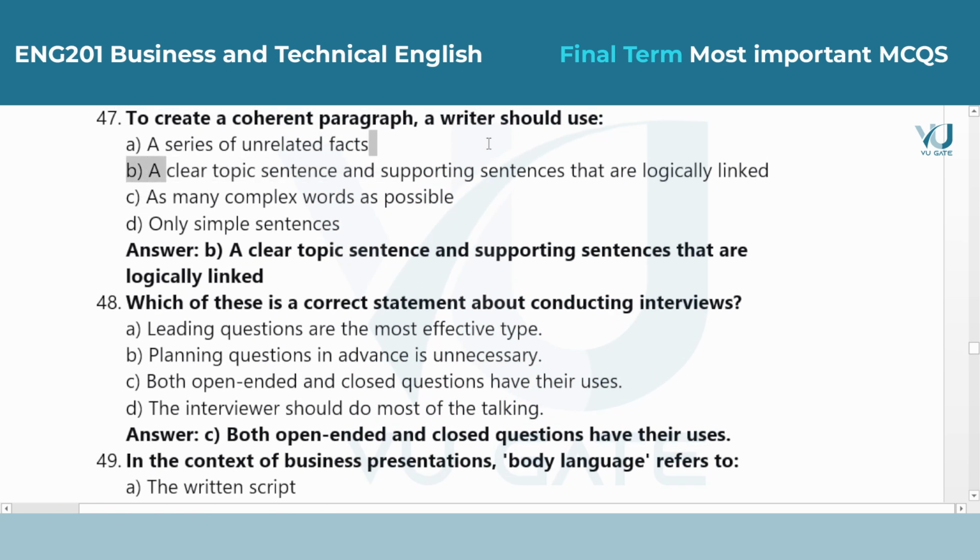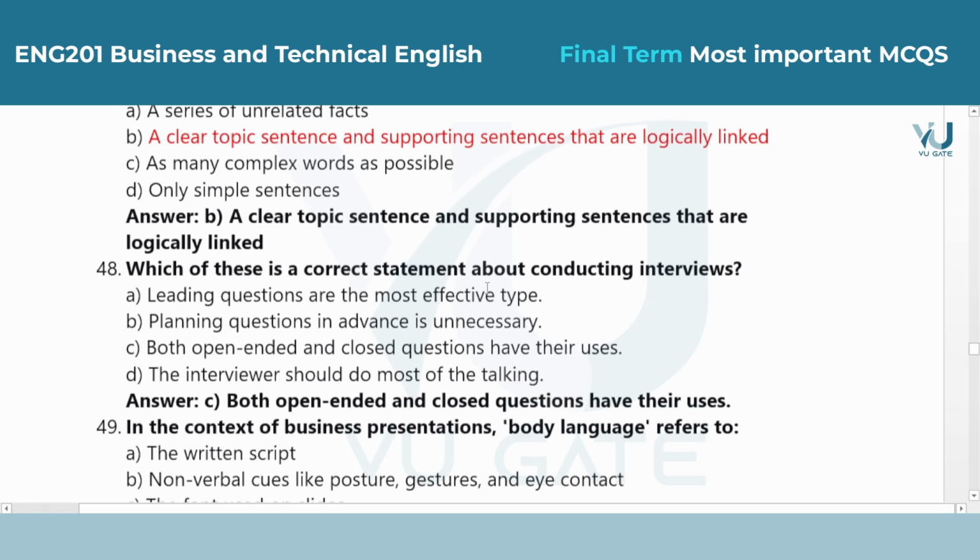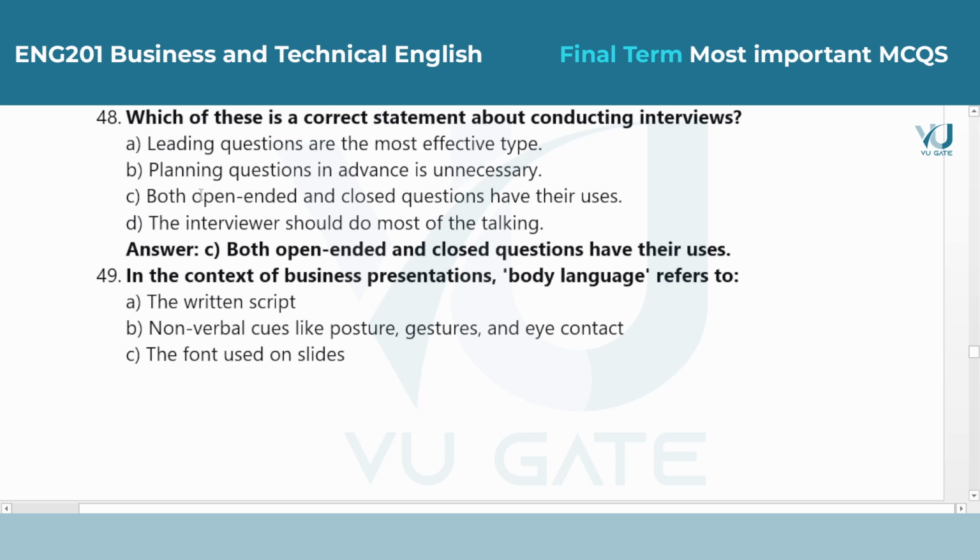47. Question. To create a coherent paragraph, a writer should use. Answer. B. A clear topic sentence and supporting sentences that are logically linked. Concept. Each paragraph should focus on a single main idea, with every sentence contributing to the development of that idea.